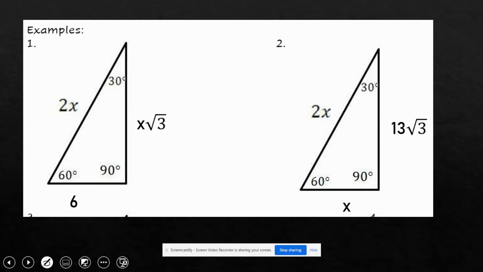Let's take a look at these examples then. Six is our x. So this length opposite the 60 is going to be 6 square root of 3. And this length is going to be 12. In example number 2, our x is 13 because that's opposite the 60-degree angle. And so this x is 13, and 2 times 13 is 26.